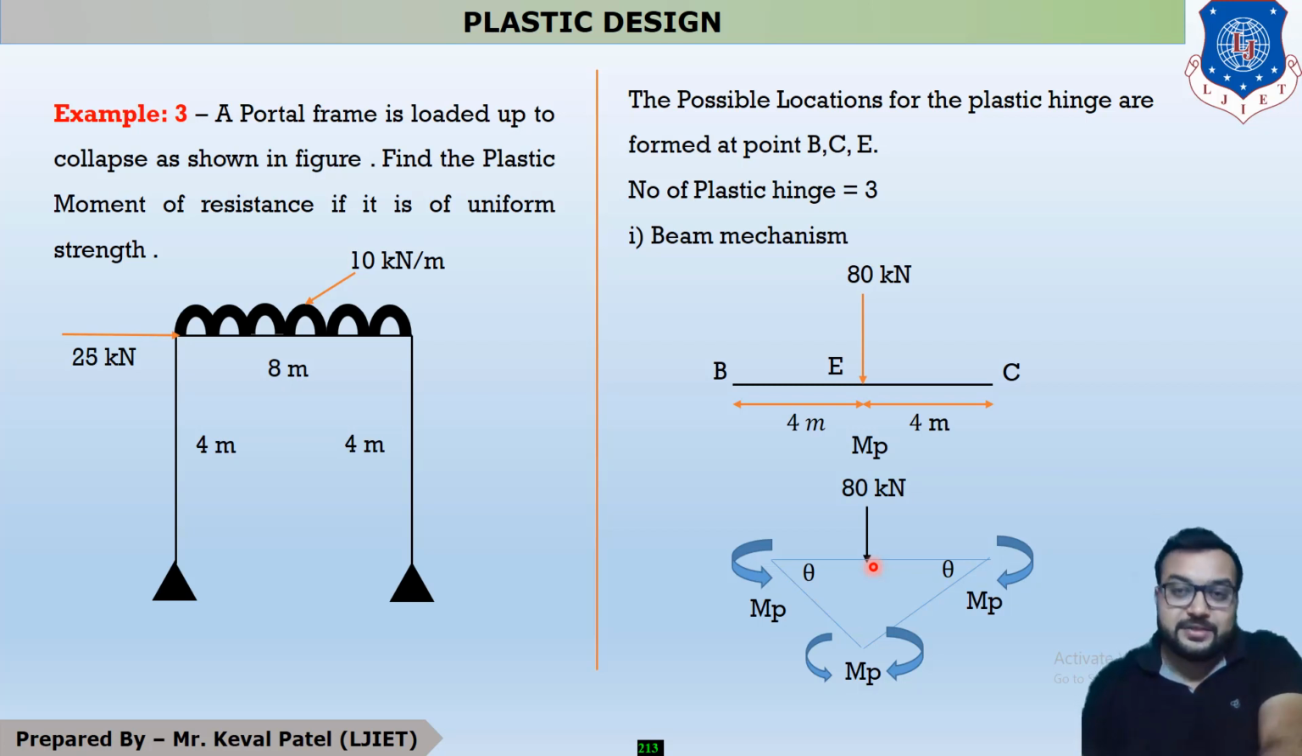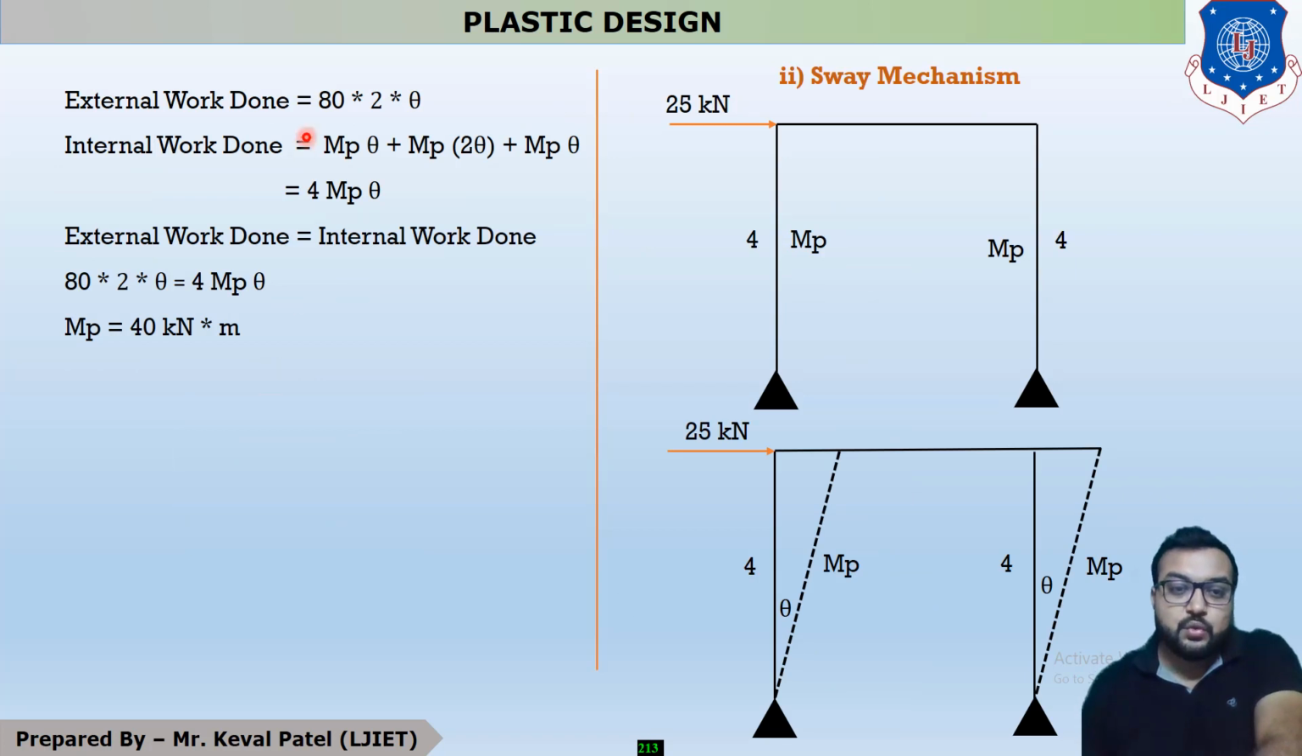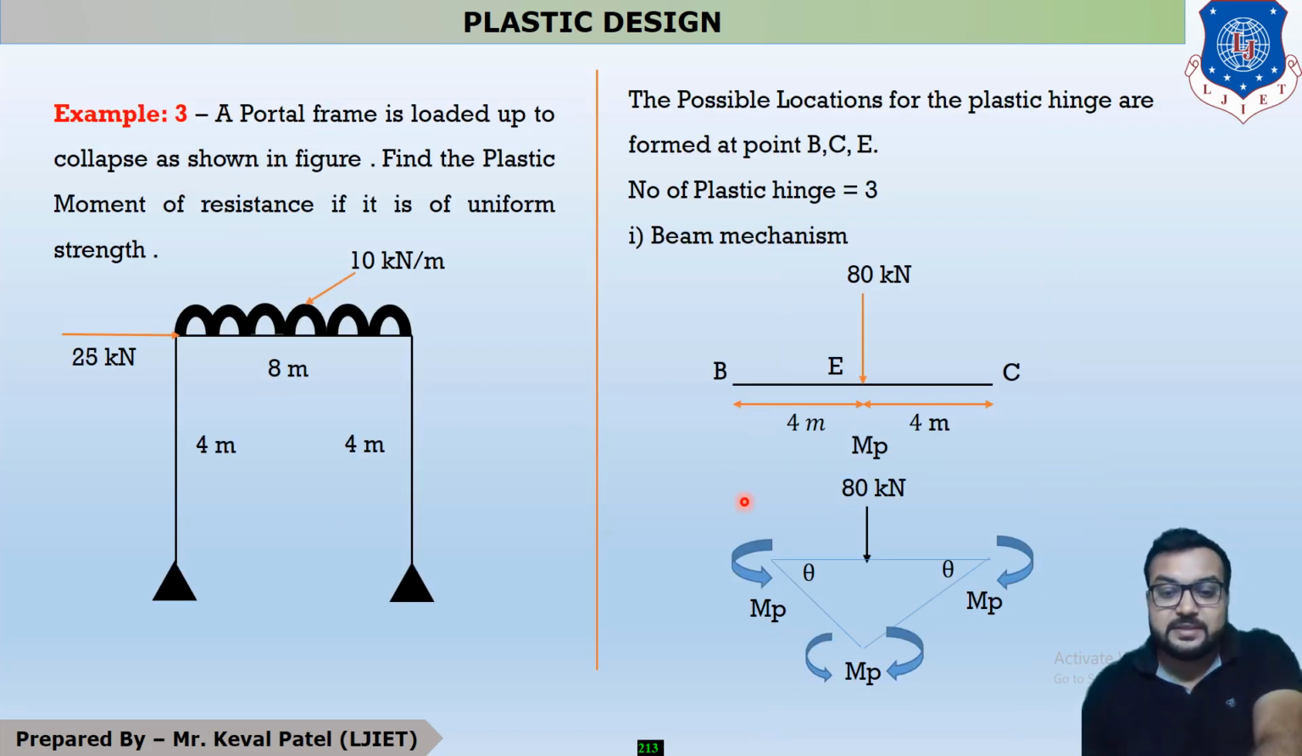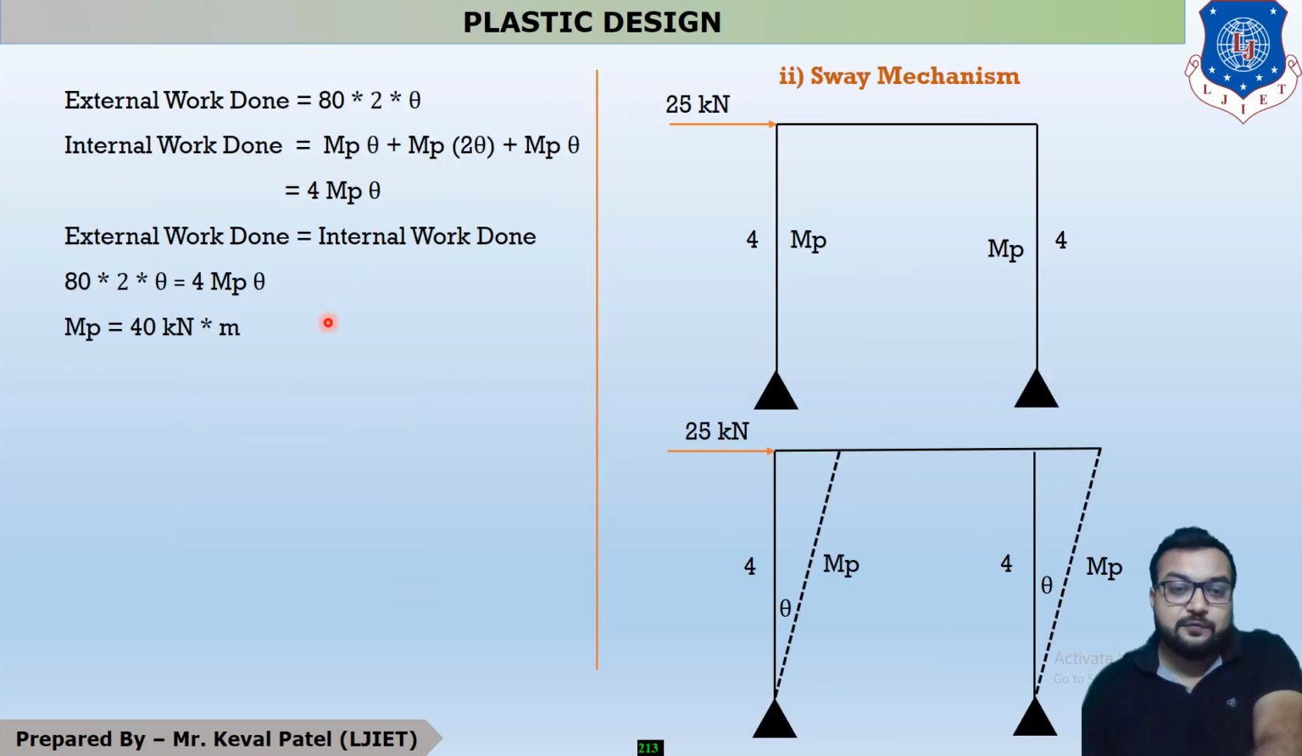Now your external work done is equal to 80 into 2 theta, and your internal work done is MP into theta, MP into 2 theta, and MP into theta. So it is 4 MP theta. Now equalizing both the values, you will get your answer, 40 kilonewton into meter.